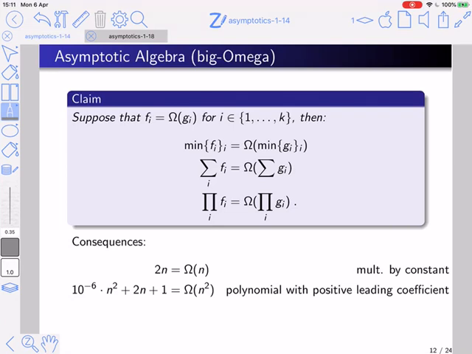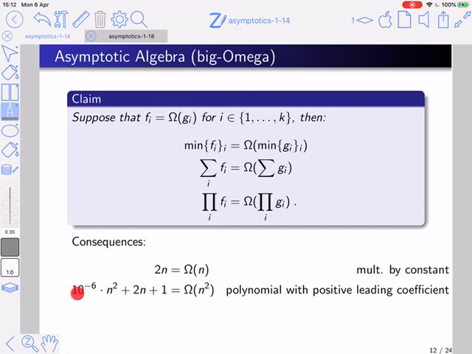Now, what happens if fi is big omega of gi, not big O of gi? Then the sum of the fi's is big omega of the sum of the gi's. The product of the fi's is big omega of the product of the gi's. But now, instead of maximums, we will have minimums. I leave the proof of this claim as an exercise. And the consequences of this claim are written over here. 2 times n is big omega of n, because 2 is big omega of 1, and n is big omega of n. So I have here omega of 1 times n, which is omega of n.